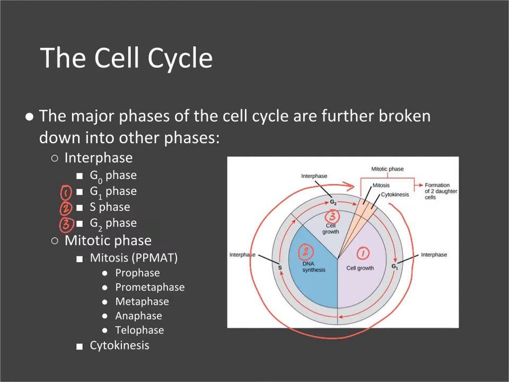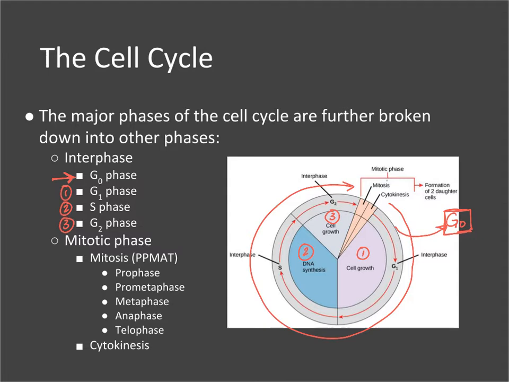So you'll notice that I skipped over this G0 phase here. And I did that on purpose because you'll notice that in the diagram here, the G0 phase is not on there. The G0 phase is actually kind of like an offshoot of the cell cycle. And we'll talk about what that is and why it matters on a future slide.